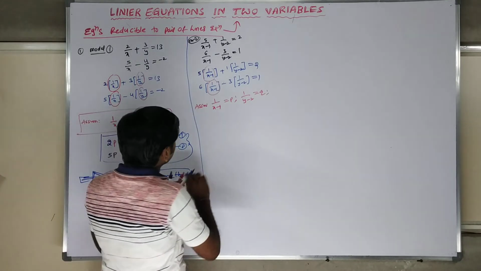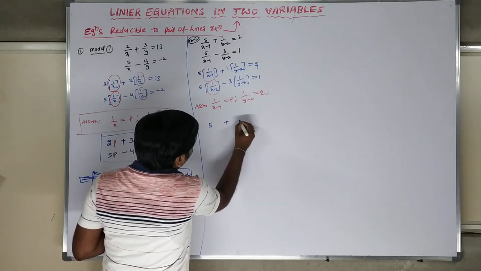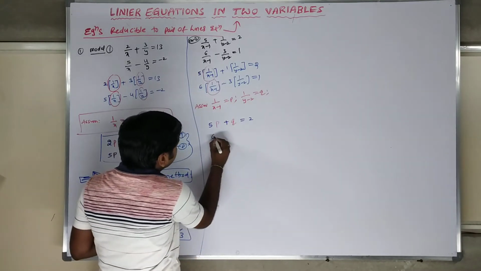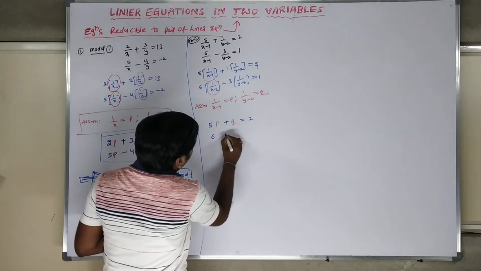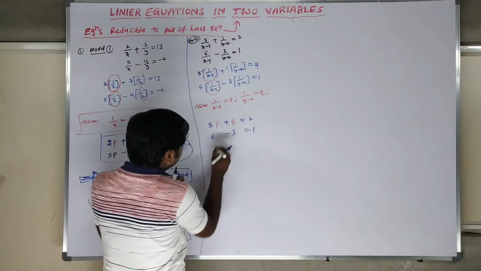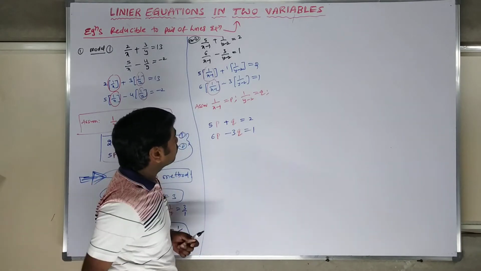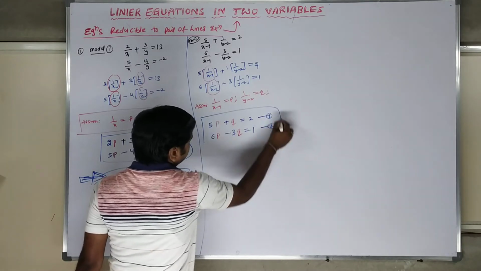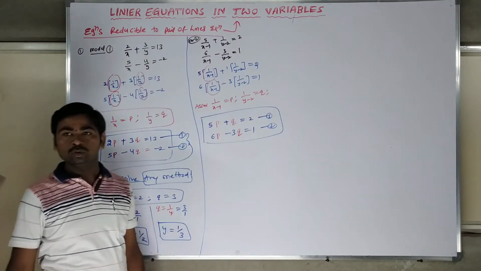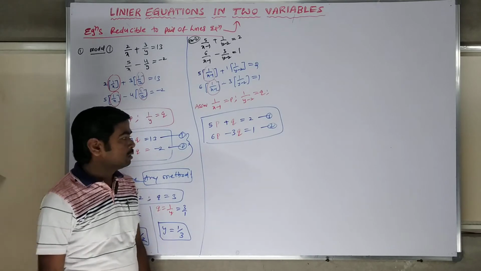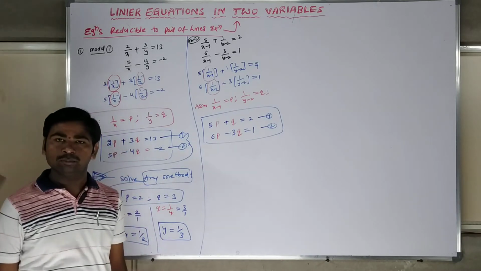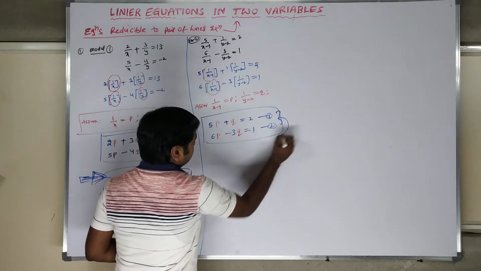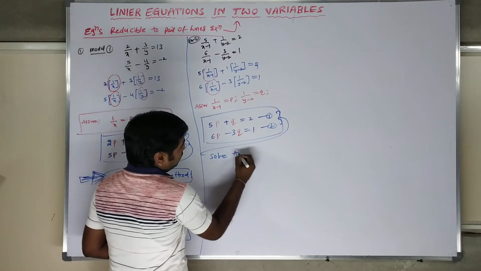So what you are writing here is 5p plus q is equal to 2. Next, 6p minus 3q is equal to 1. So these are the two equations in two variables. Now what do you want to do? For these two equations, use any one method: graphical, elimination, cross multiplication, or substitution. Please solve by any method.